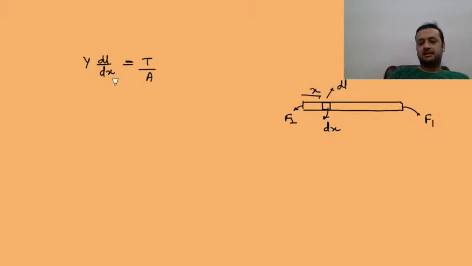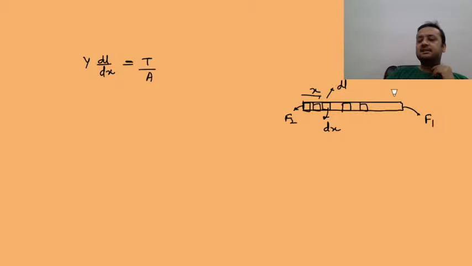Now this is the magic. If you see, dx for each part is the same, for this part dx is the same, for this part dx is the same. So for every element dx is the same. Young's modulus of each element is also the same. The cross-sectional area for each element is also the same.